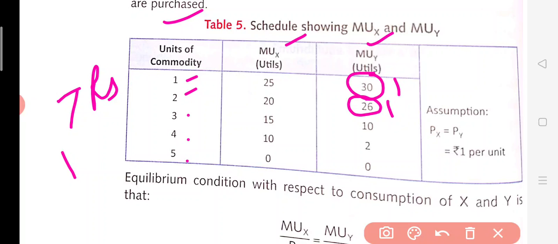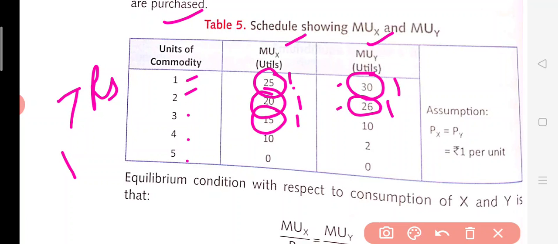Now suppose the third rupee he is going to spend here, because now this is the X good and he is going to spend on it, because here he is getting the higher level of satisfaction. So two commodities of Y good he purchased, then he jumped to the X. Now where is he going to spend the fourth rupee? Definitely here, 20 it is. Now 4 rupees are gone. Now where is he going to spend the fifth rupee? Here, 15 utils he is getting. So the fifth rupee will be gone here.